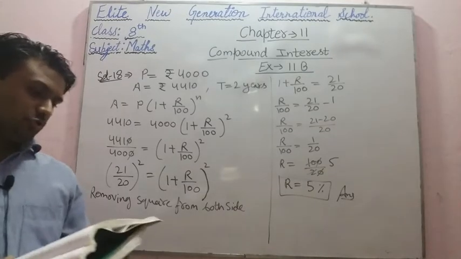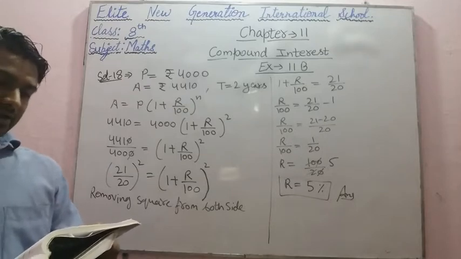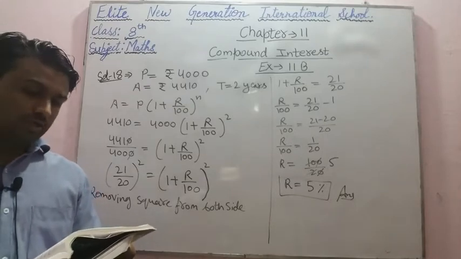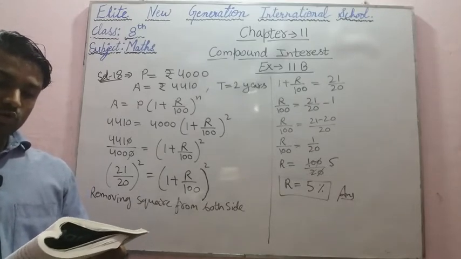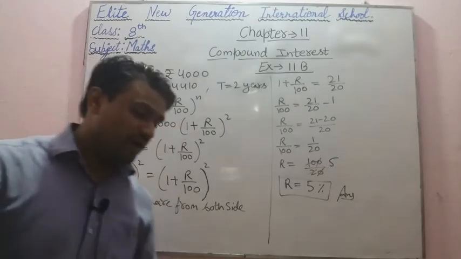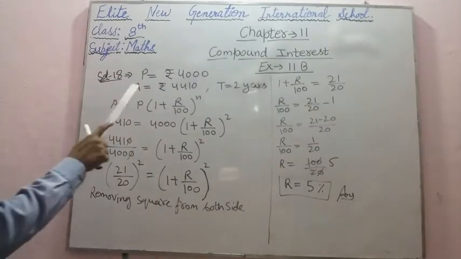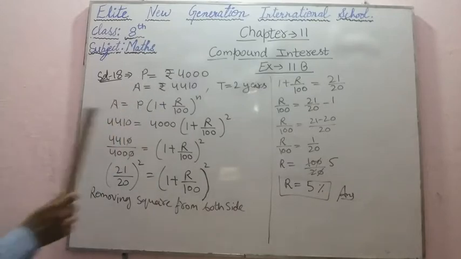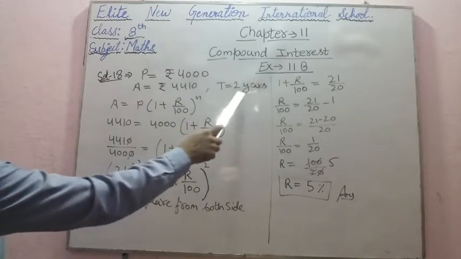After this, see question number 18. In question number 18: at what rate percent per annum will rupees 4000 amount to rupees 4410 in 2 years when compounded annually? So in this question we have to find the value of R, that is the rate. So here we have principal equal to rupees 4000, amount equal to rupees 4410, and time given is 2 years.